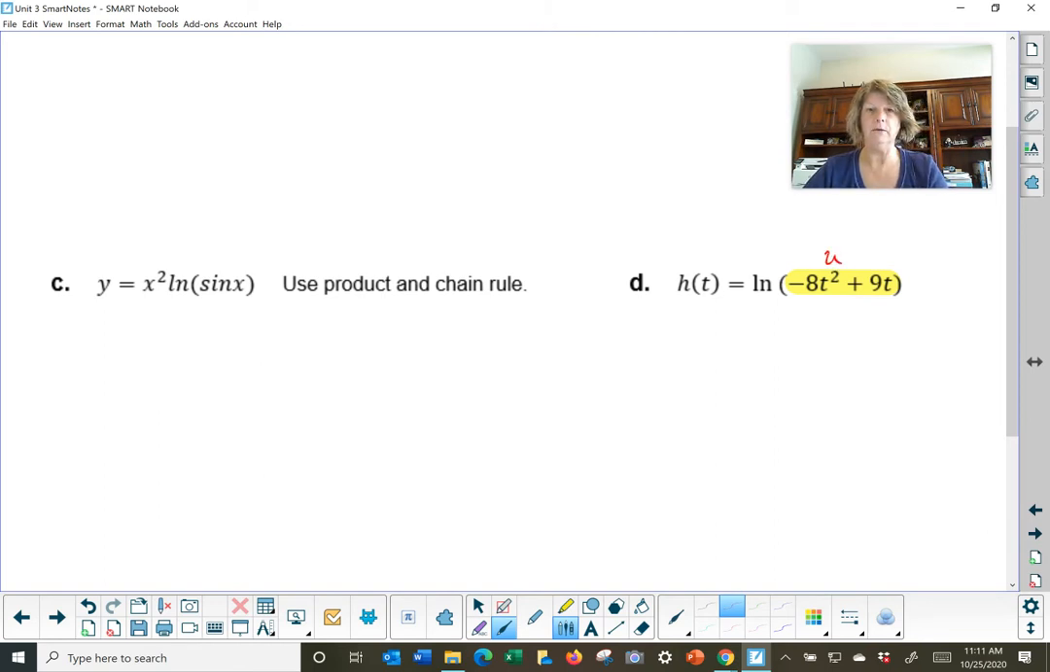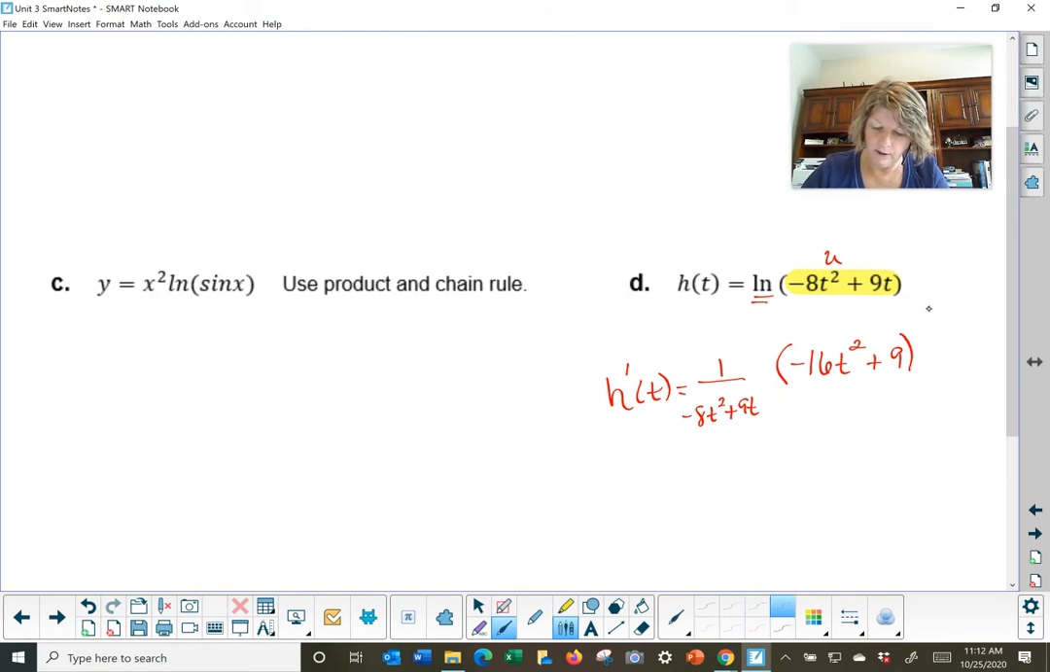This is my u. So now, what is the pattern for a natural log? Well, the pattern for a natural log is 1 over u times u prime. Got to have all this stuff memorized. All right, so h prime of t equals 1 over u, so 1 over negative 8t squared plus 9t, multiplied by the derivative of the u, which would be negative 16t plus 9.